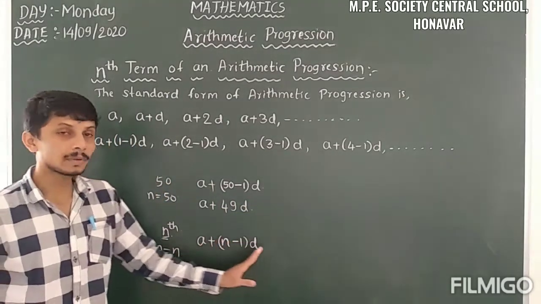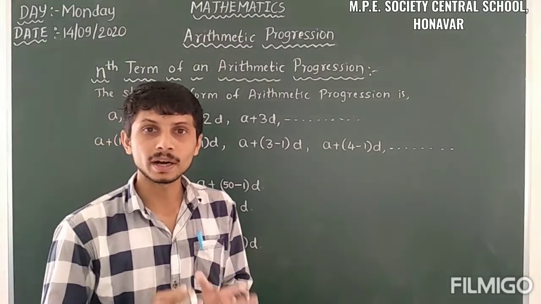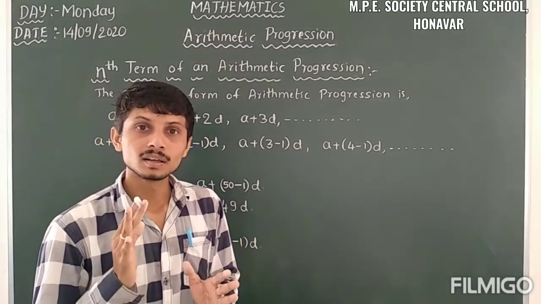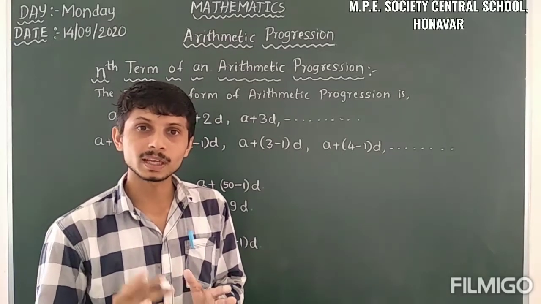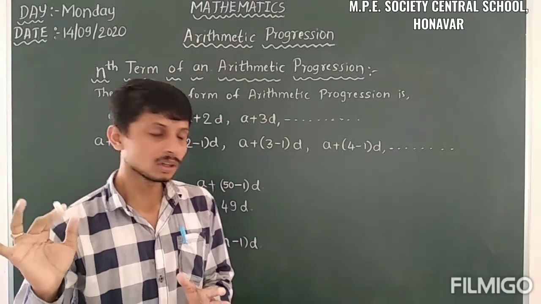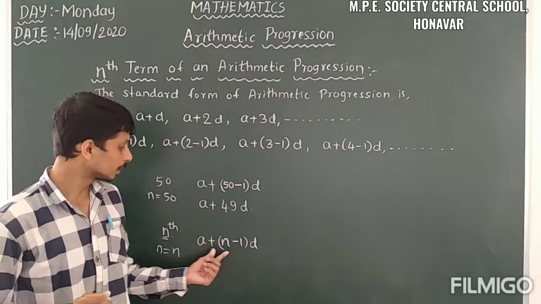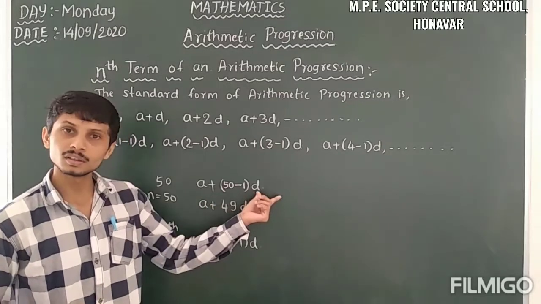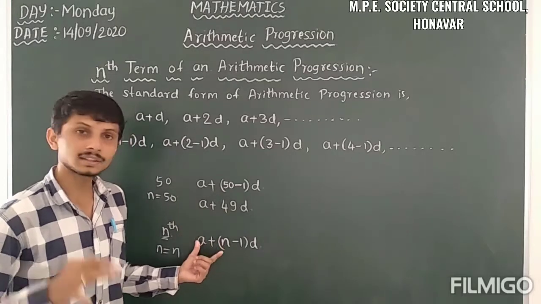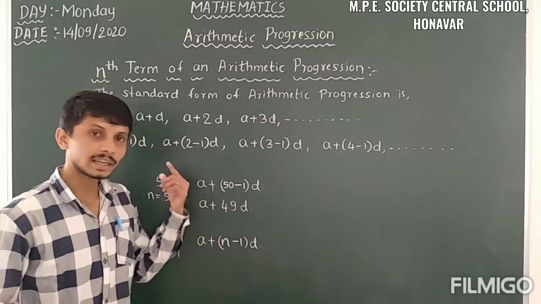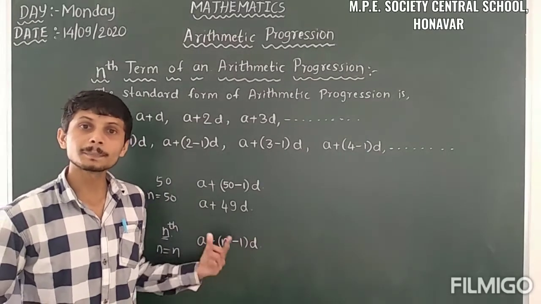So a plus n minus 1 into d is the formula for finding the nth term of an arithmetic progression. That means we can find any number. So here we have to take the nth number. For example, n equal to 50 means a plus 50 minus 1 into d. When it is the 100th term, n is equal to 100, so a plus 100 minus 1 into d, a plus 99d.